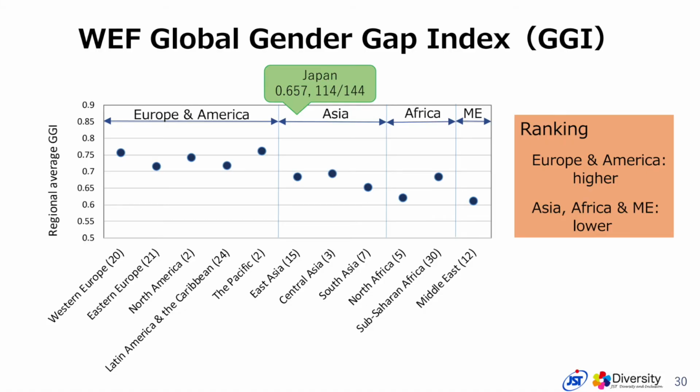So finally, I would like to show the geography. So this shows the World Economic Forum's GGI, maybe you know. If we see the ranking, Europe and American regions are located at higher ranking, and Asia, Africa, and Middle East are located lower. And Japan is just over here.